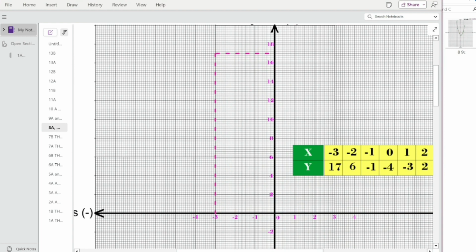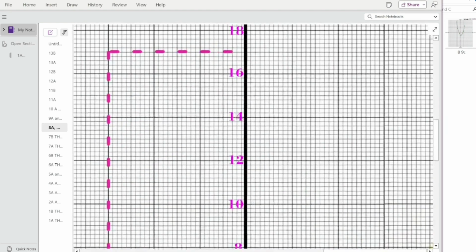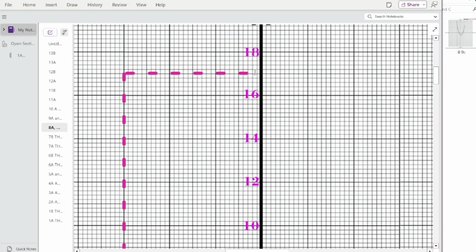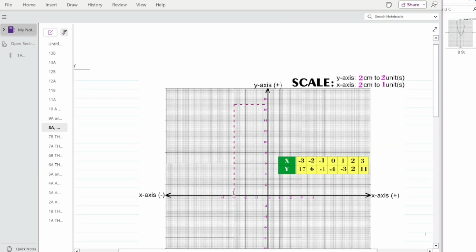Zooming in, at the point when x is minus 3 and y is 17, that means we are going up, since y is positive. And looking at this, if this is 16 and this is 18, in between 16 and 18 we have 17. 17 will actually be right in the middle, so this is 17. From there we get our first point, when x is minus 3, y is 17.